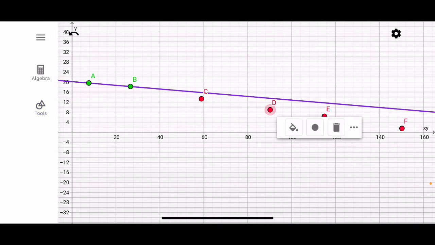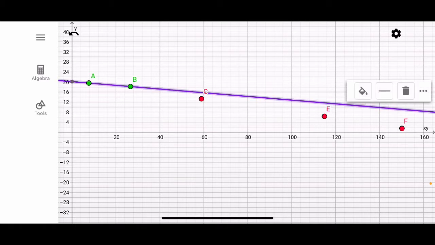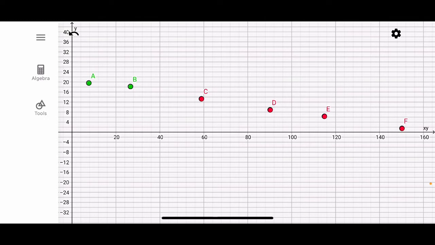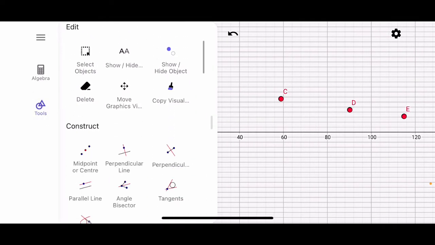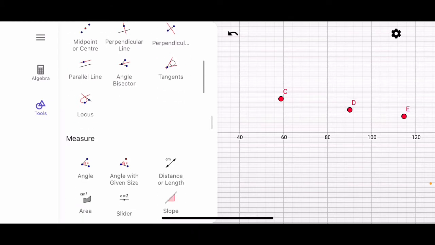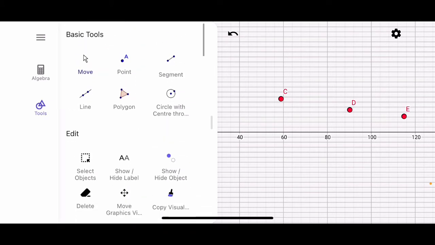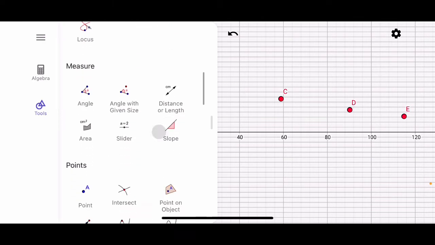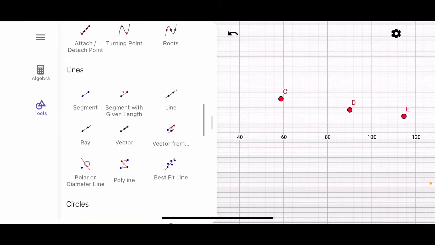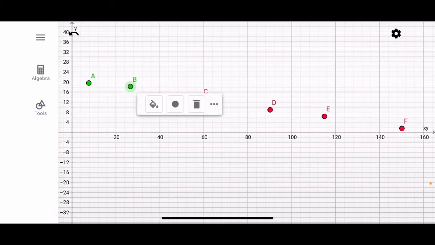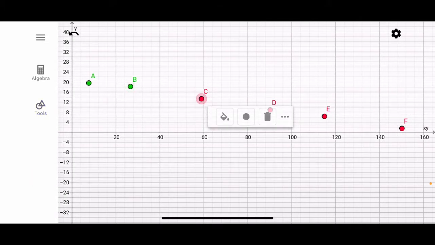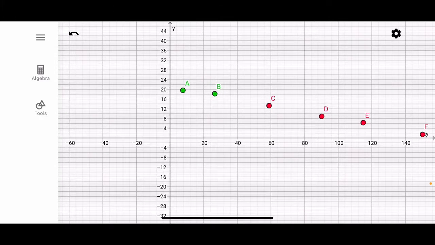Let's change maybe A to C. Let's delete the line first. Okay, let's try another one. We are going to try other points to see whether we can get the line of best fit using another option. Let's say I'm using B and C.